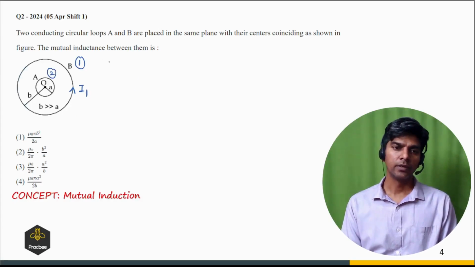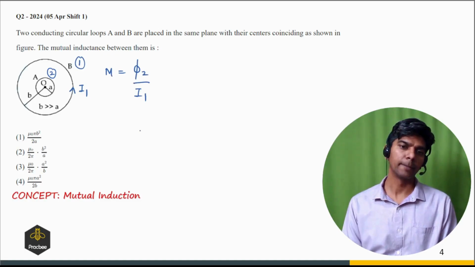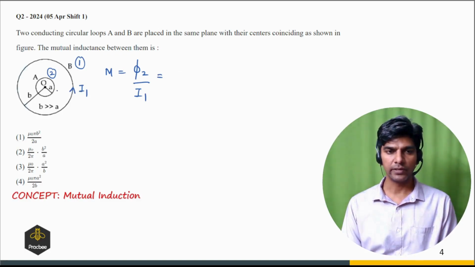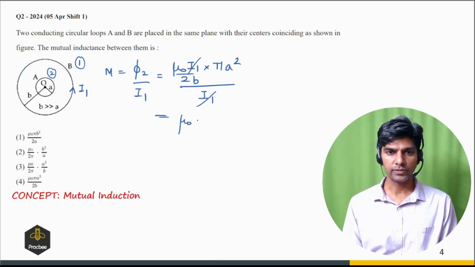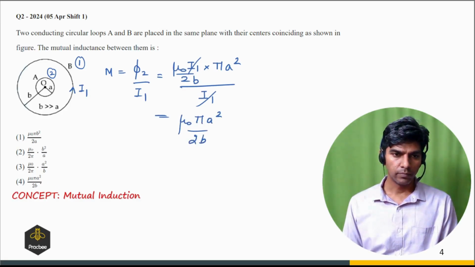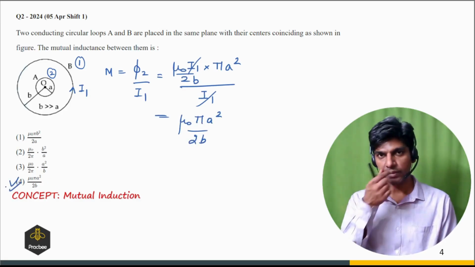Let me call this I1, and this is our loop number 1 and this is loop number 2. So the mutual inductance will be the flux through loop 2 divided by the current in loop 1. The flux will be the magnetic field produced by the outer loop at the center, which is mu naught I1 divided by 2B, multiplied with the area of the inner loop, which is pi A square, divided by I1. So this will give us mu naught times pi A square divided by 2B. If you look at option 4, that is the right answer.